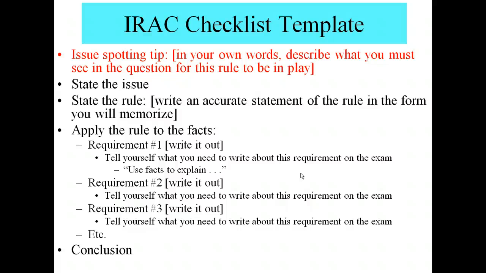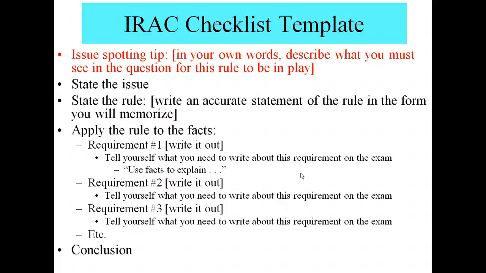In evidence, issue spotting is absolutely critical, and it's often quite difficult to do because we've covered so many rules in the course. So start each checklist with an issue spotting tip. How do you create an issue spotting tip? Think through what it is that will bring that rule into play. In other words, visualize what type of facts need to be in the question in order for that question to raise this issue, and then write those down.